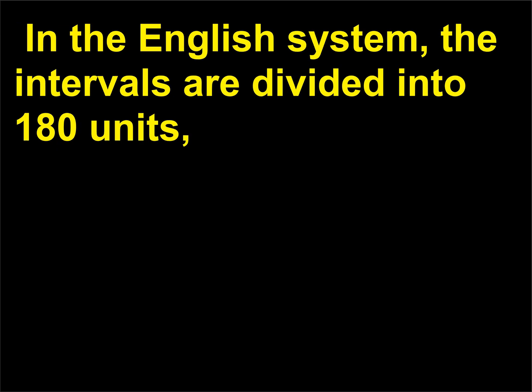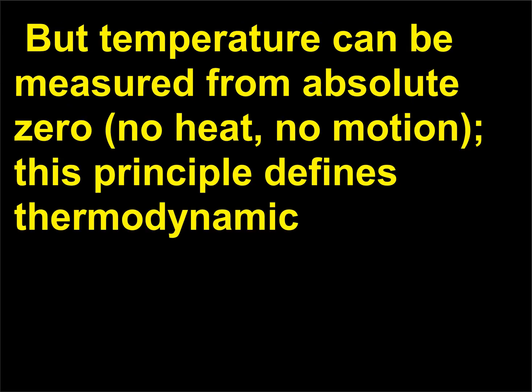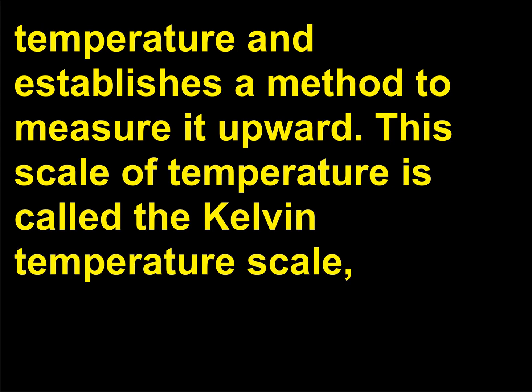In the English system, the intervals are divided into 180 units, with one unit called degree Fahrenheit, degree F. But temperature can be measured from absolute zero, no heat, no motion. This principle defines thermodynamic temperature and establishes a method to measure it upward. This scale of temperature is called the Kelvin temperature scale.